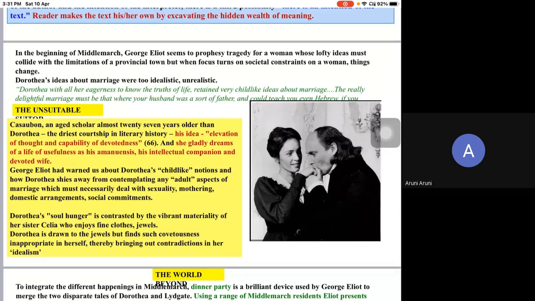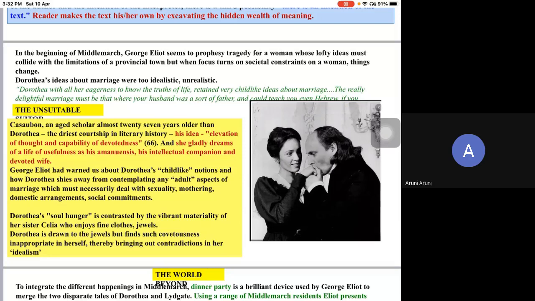George Eliot had warned us about Dorothea's childlike notions and how Dorothea shies away from contemplating any adult aspect of marriage, which must necessarily deal with sexuality, mothering, domestic arrangements, social commitments, etc. But Dorothea did not see marriage like that. She did not take into consideration the aspects of sexuality or mothering or domestic arrangements. She went into marriage with very childish notions.